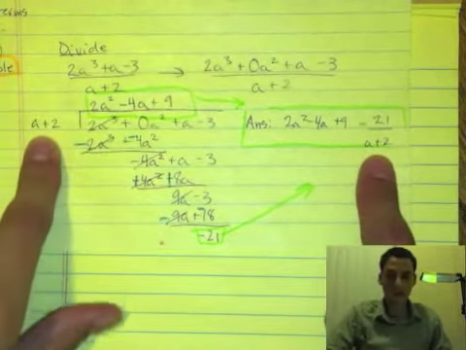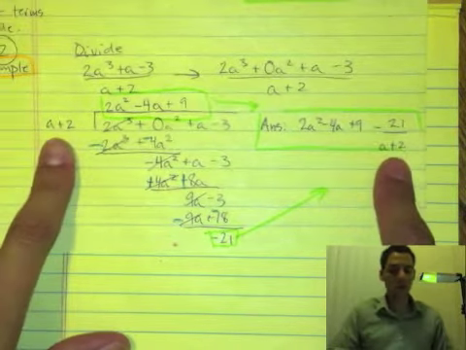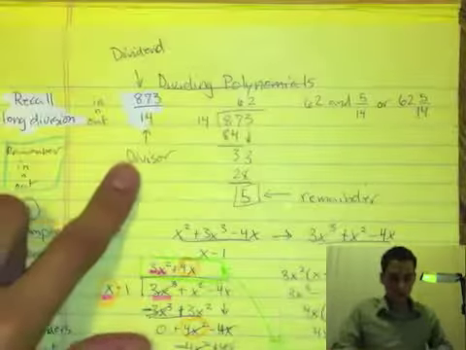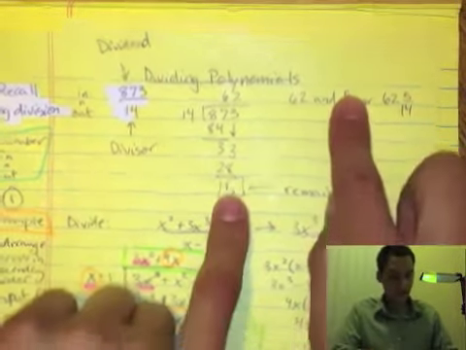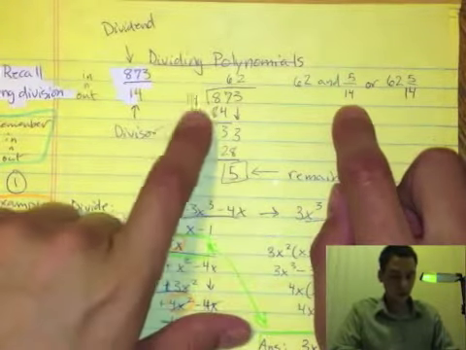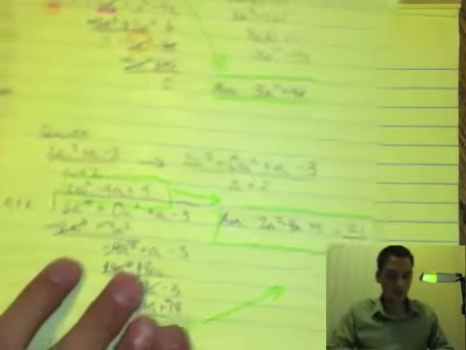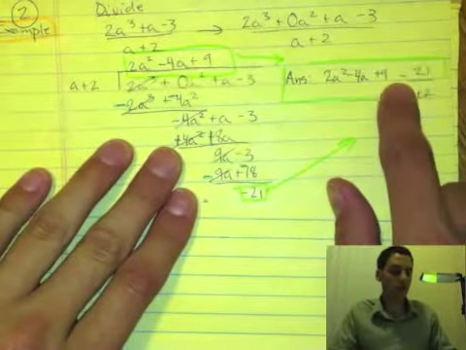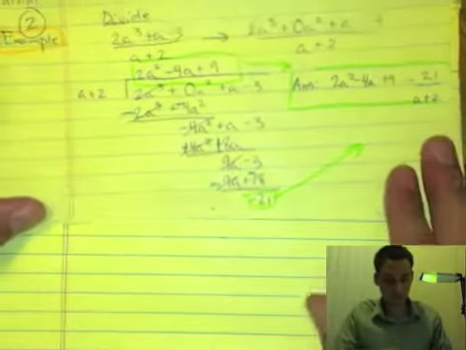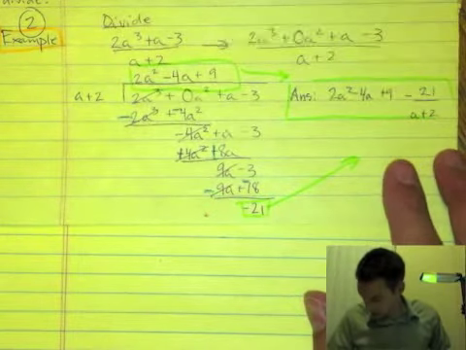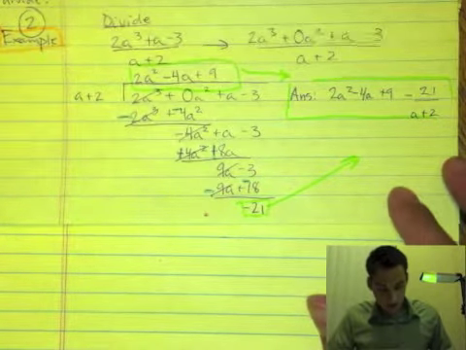This a plus 2 came from right over here, because it was just like when we did division with the regular numbers, 62 and 5 over 14, whatever we're dividing by. And that is the same thing as plus, and we're adding a negative, so it's subtract 21 over whatever we're dividing by. And that's it. So this is one with a remainder. And it's really just division, except you have letters and stuff.